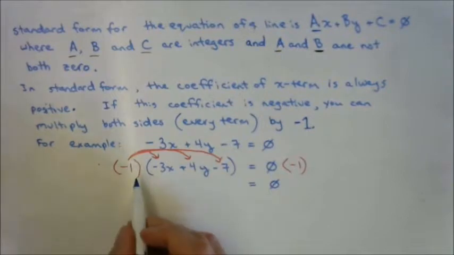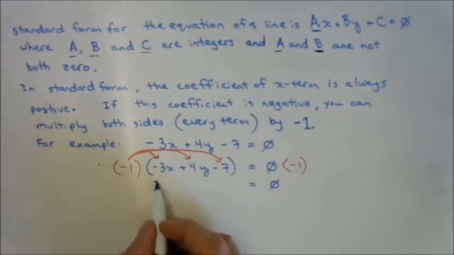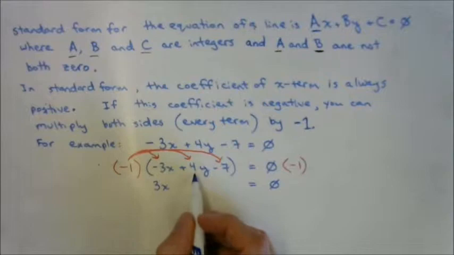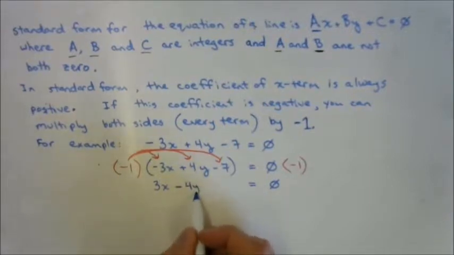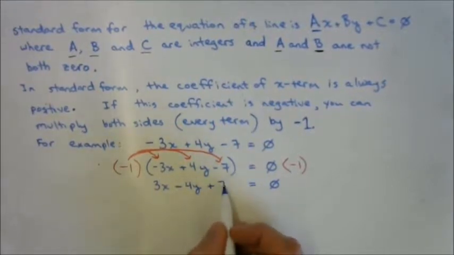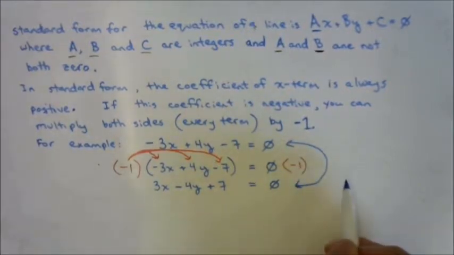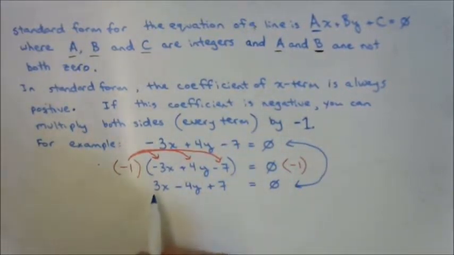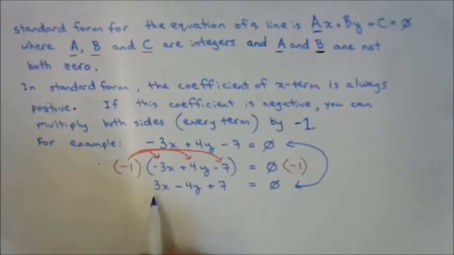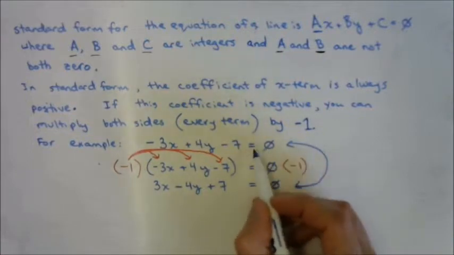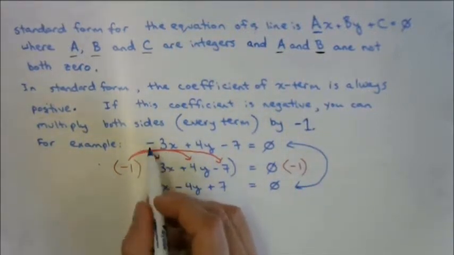So instead of negative 3x, we have positive 3x. Instead of positive 4y, we have negative 4y. And instead of negative 7, we have positive 7. Now this equation is exactly the same as this equation, but we've expressed it with a positive coefficient in front of our x term. Okay? Exact same line. Now this is standard form. This one is not standard form because it has a negative in front.